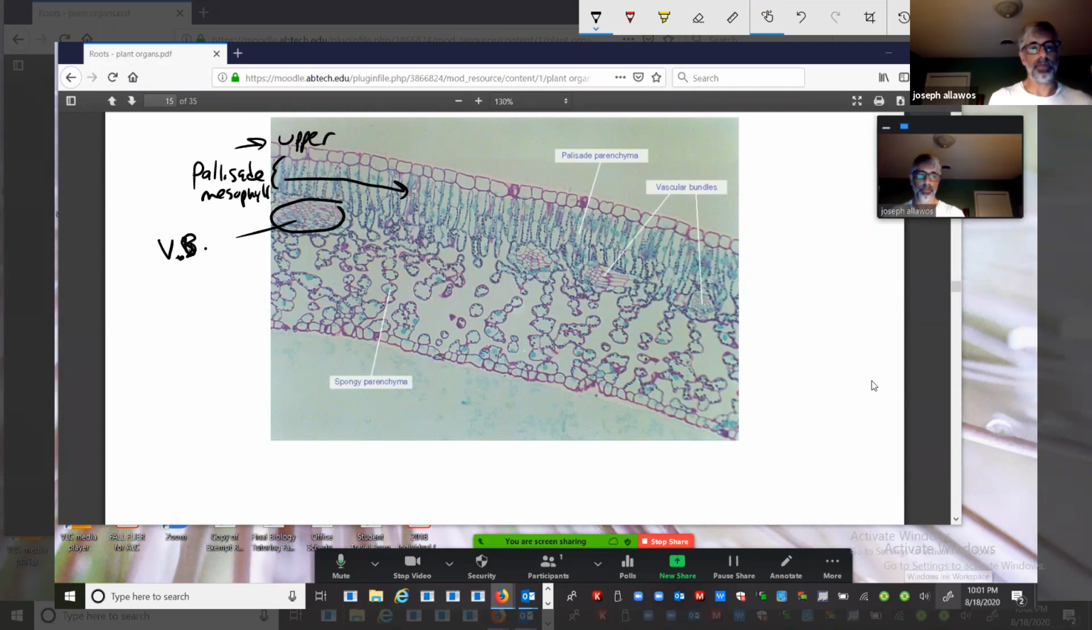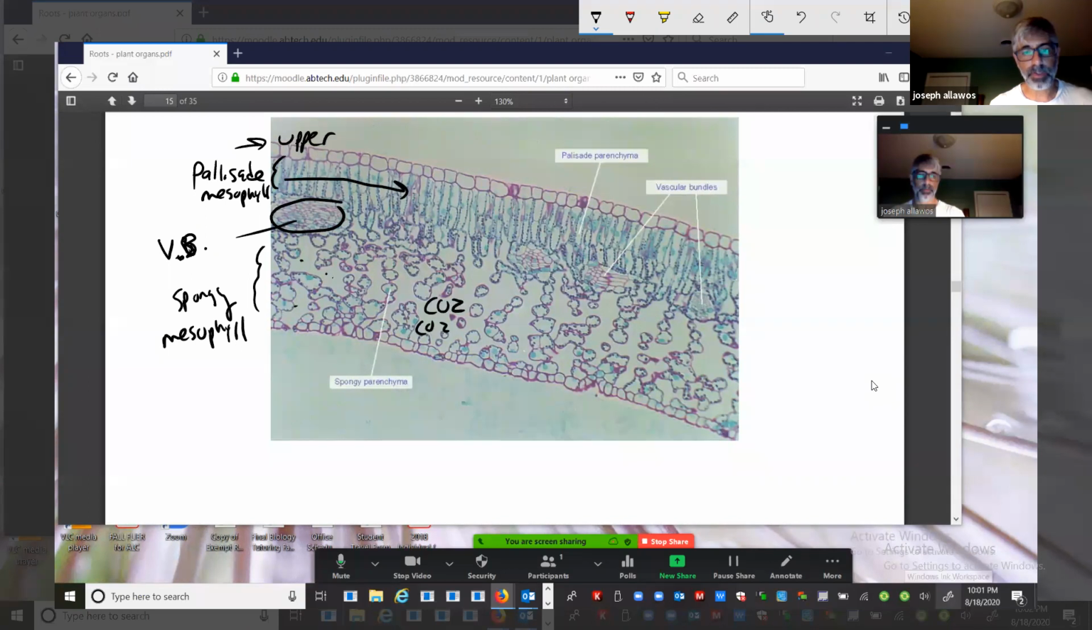And what's in the vascular bundle? Well, it's going to have xylem and phloem and some cambium, right? Some vascular cambium. And then look at this, must be the spongy mesophyll. And look at all the space in here for the CO2. So this is a place for CO2 to gather.